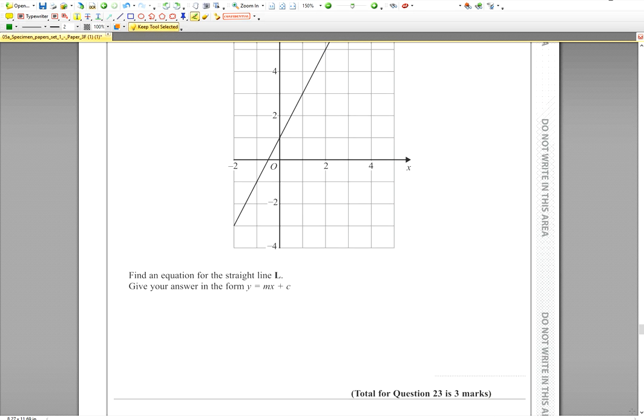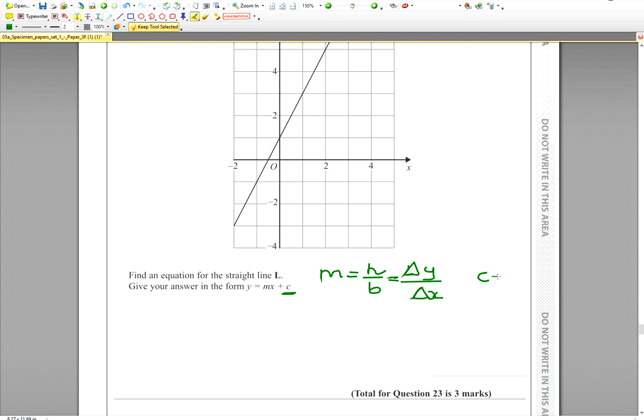Find an equation for the straight line L. For that we need to work out the gradient. So we need to draw a triangle and do the height divided by the base, or the y value, for example the change in y divided by the change in x. I always try to make it simple, say height over base, but that's actually what the mathematics is in reality. So let's make ourselves a triangle, and then we have the c value here.